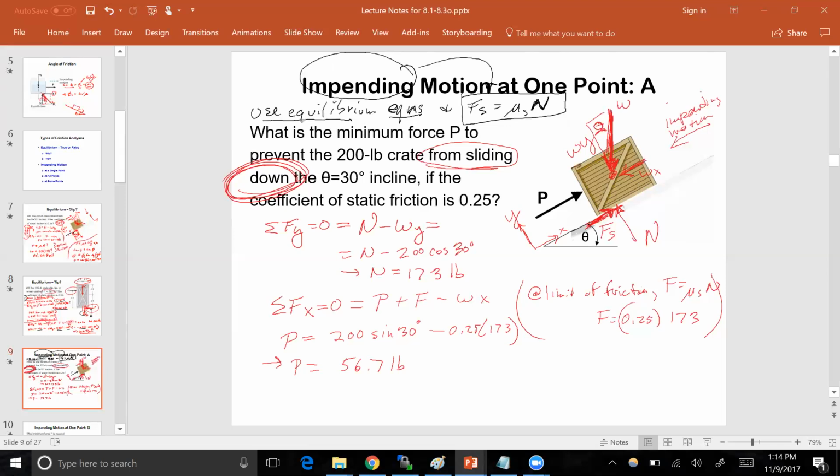What happens if P is 56.5 pounds? It starts sliding down the slope, right? So that's a 200-pound crate, and we're able to keep it from sliding down with only 56 pounds of force, which is pretty good because friction is supplying a lot of that force. It's supplying a quarter of 173 pounds, which is, what's that, 40 pounds of force? Friction's providing 40 pounds of force, assisting us to keep that crate from sliding down. Friction's our friend.